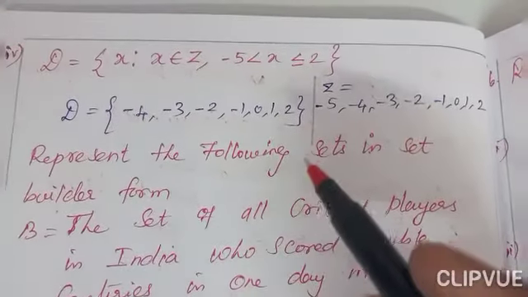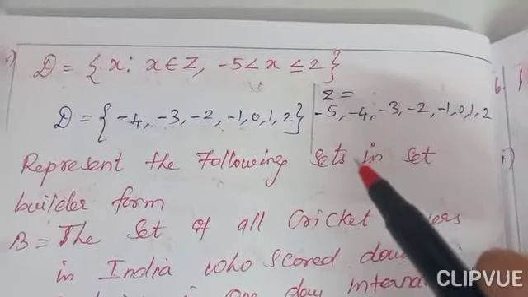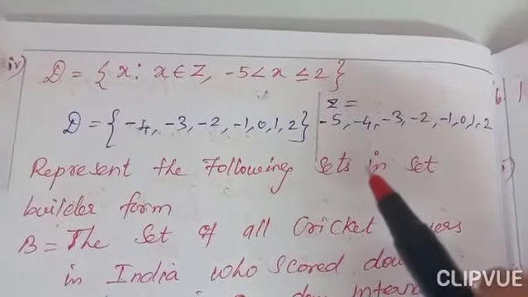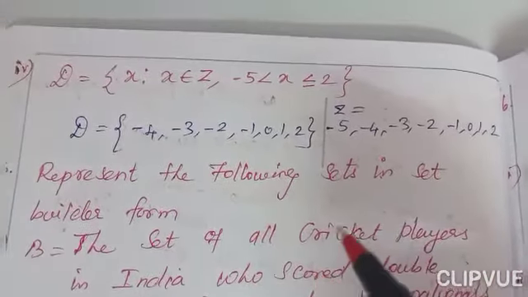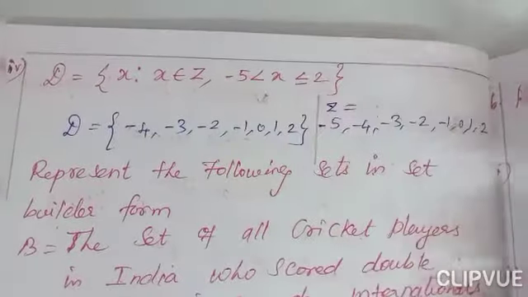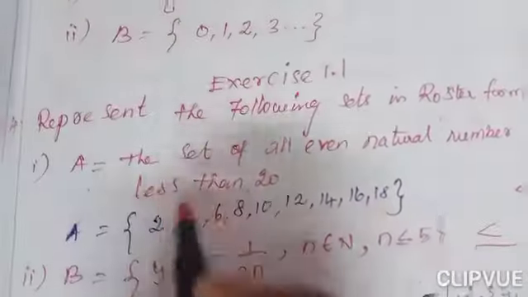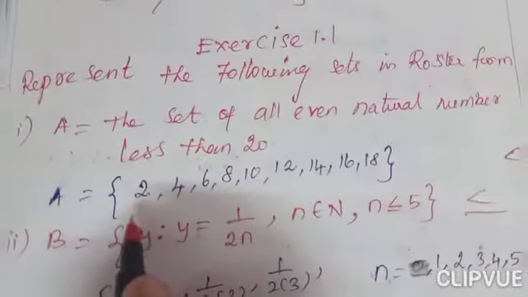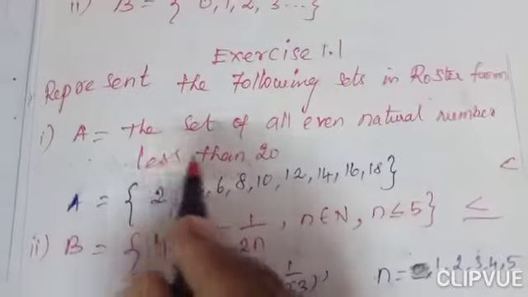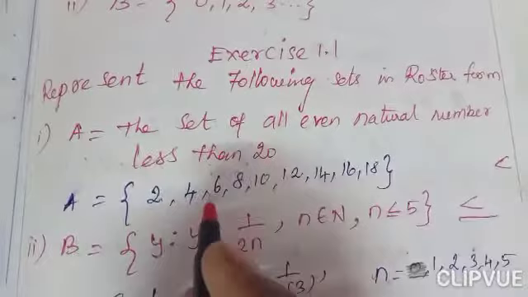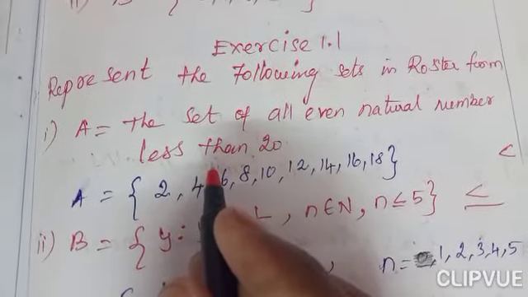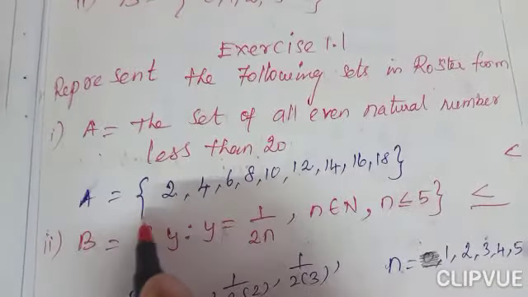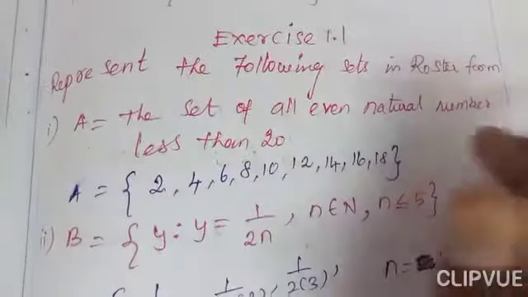Exercise 1.1, fourth Roman number. We have 4 questions, and I have now explained the solutions to the 4 questions. So one more time I repeat the roster form. What is meant by roster form? In the roster form, we are listing the elements. They will give the conditions like this, and from the condition we list the elements of the respective set.